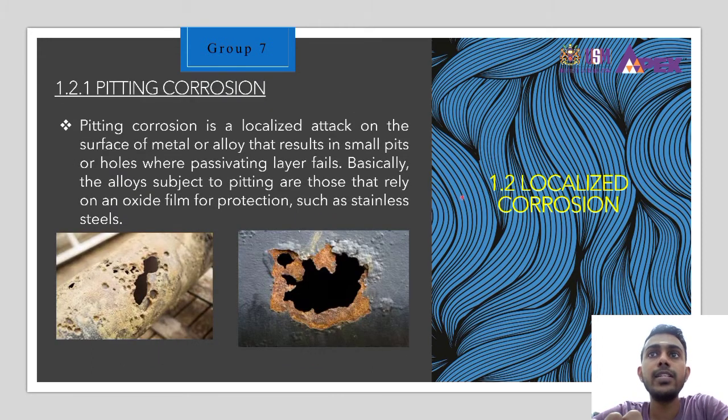Now we are going to see localized corrosion. Under localized corrosion, we are going to see pitting corrosion. Normally, the metal or alloy has a passivating layer. When the passivating layer fails to protect the metal or the alloy, small pits or holes or even bigger holes can be formed. So this is the result from pitting corrosion.